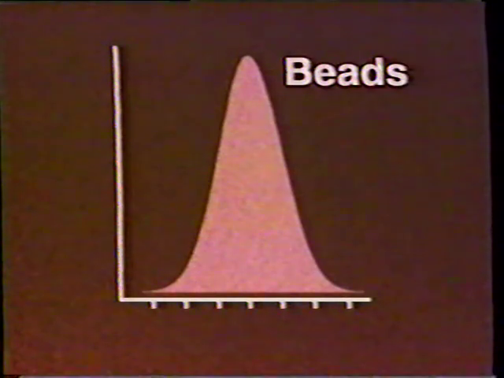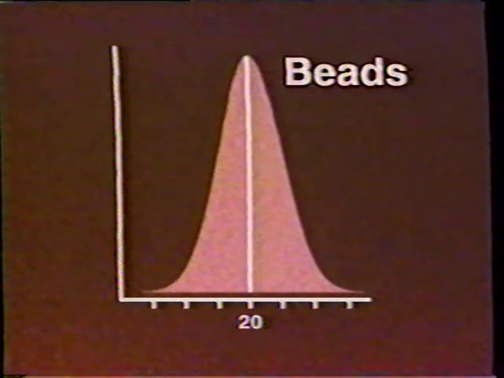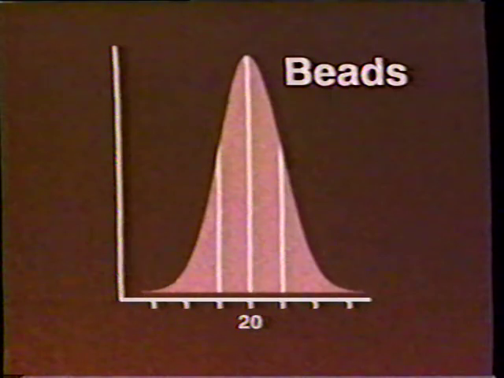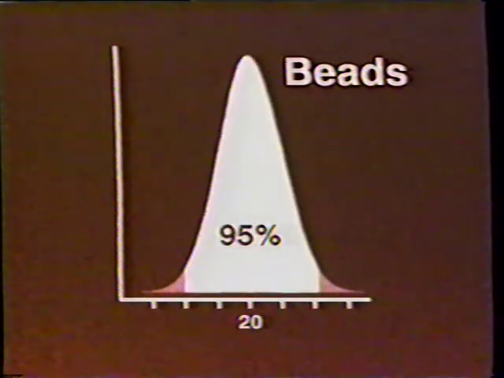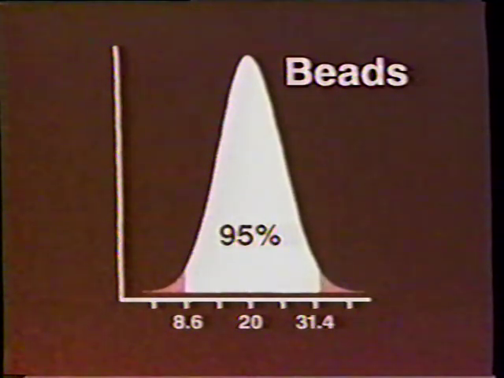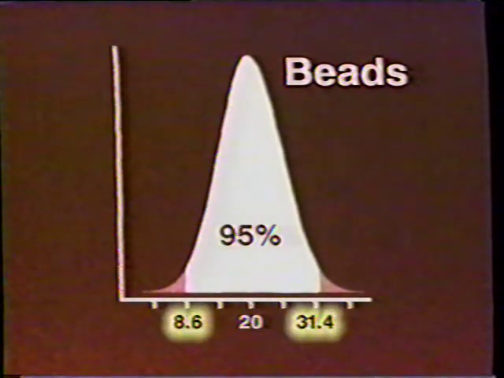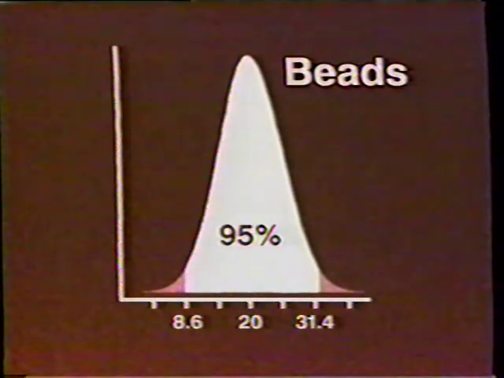Let's see how it works. Here's the smooth distribution of our bead sampling demonstration. You recall that our mean was 20% and our standard deviation was 5.7%. The 68-95-99.7 rule says that about 95% of all our observations will lie within 2 standard deviations on either side of the mean. In our example, that means 95 out of 100 samples in the long run will give an answer between 8.6% and 31.4%. That's a big spread. One sample of 50 beads isn't very trustworthy when the results can be so variable.